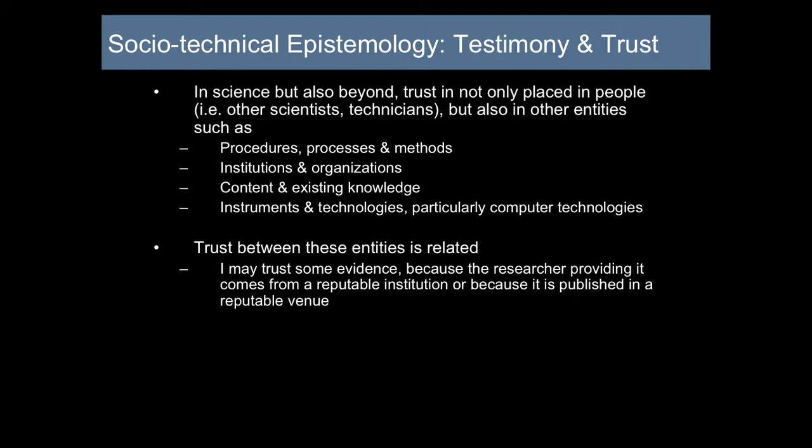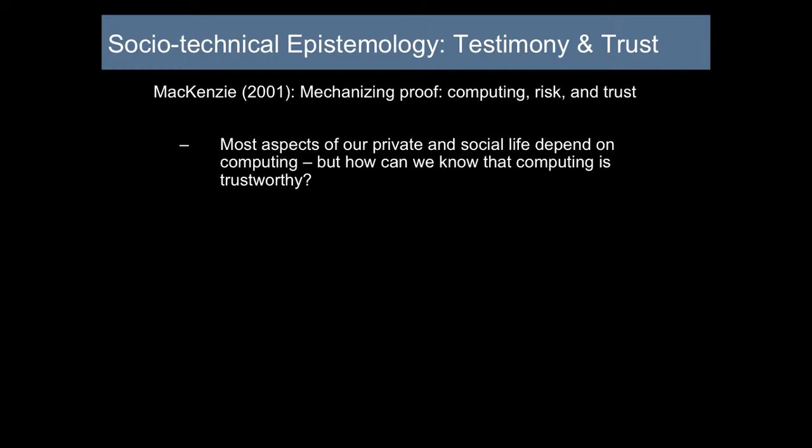Moreover, and this is an interesting and very important book by Donald MacKenzie, Mechanizing Proof: Computing, Risk and Trust. In this book, he provides a historical analysis of the early days of AI and cryptography. And he writes that most aspects of our private and social life depend on computing. And how can we know that computing is trustworthy?